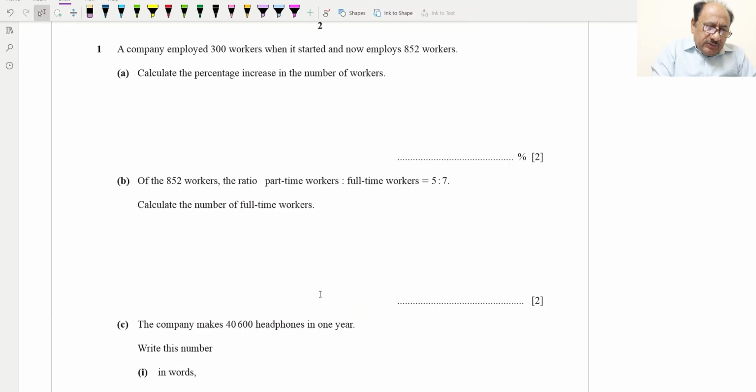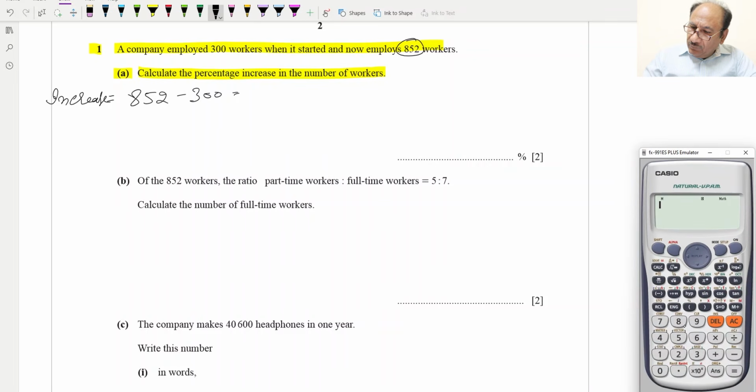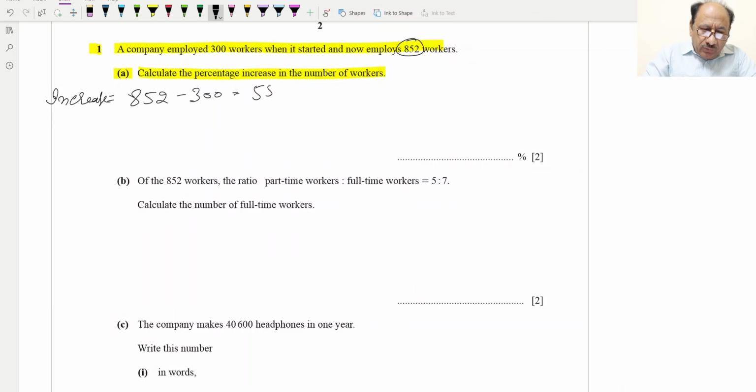Question number 1 says a company employed 300 workers when it started and now employs 852 workers. Part A, calculate the percentage increase in the number of workers. The increase will be the current number, 852, minus 300. So 852 minus 300 is equal to 552 workers.